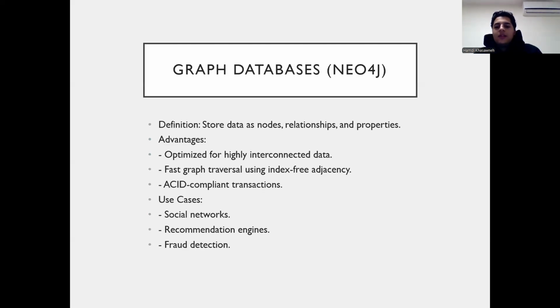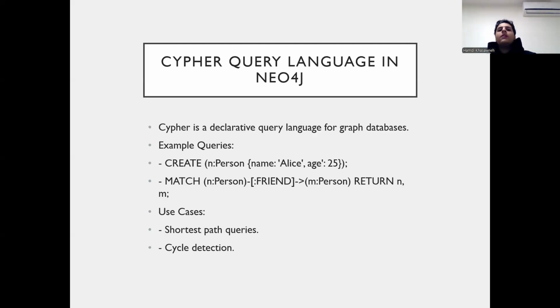Now let's move on to graph databases. NEO4J is a leading graph database that focuses on relationships between data points. In graph databases, data is stored as nodes, relationships, and properties. Each node represents an entity, and the relationships between them connect each node with the other. Properties store additional information about the node or the relationship. This structure makes graph databases perfect for applications where understanding relationships is crucial, such as social networks, recommendation engines, and fraud detection.